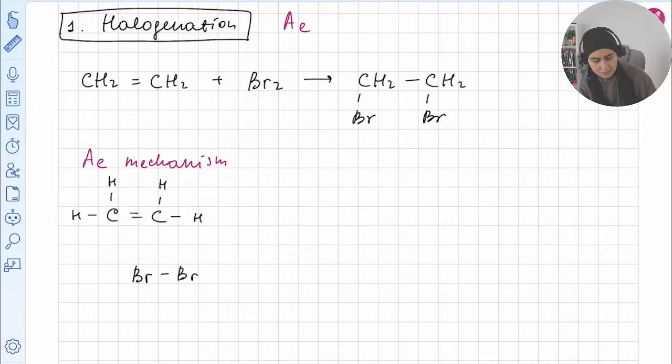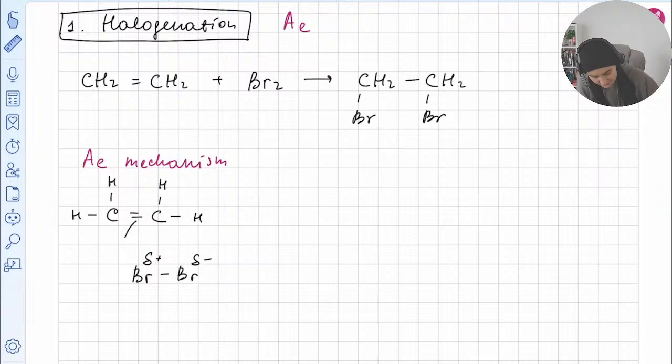But when it comes close to the double bond, which has high electron density due to the pi electrons there, the molecule would be polarized. So the electron density of the double bond would polarize the bromine molecule, and it would form a temporary dipole with delta plus on one bromine, delta minus on another. And let's see what happens.